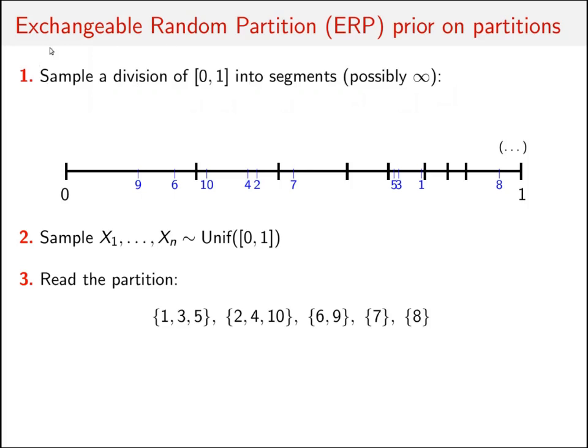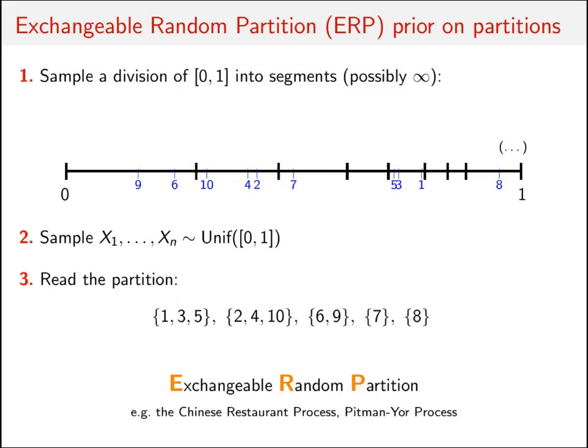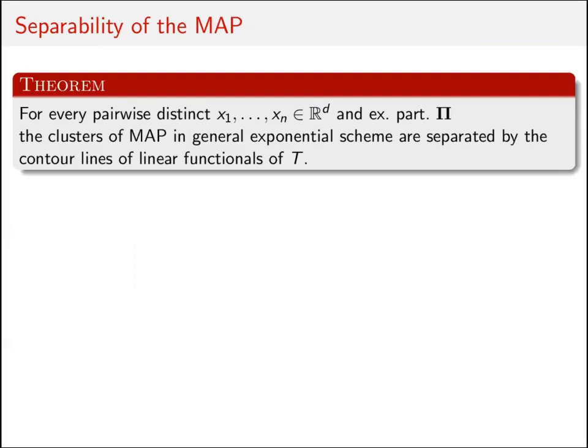So indeed, when you have a way of getting a random division of segment 0,1 into subsegments, then you can translate it into a random partition of indices. And indeed, both the Chinese restaurant process and the more general Pitman-Yor process are examples of exchangeable random partitions. But for us, at least for this result I'm going to present now, the only important thing was that those probability weights are symmetric in the sense that they are invariant with respect to permutations of indices.